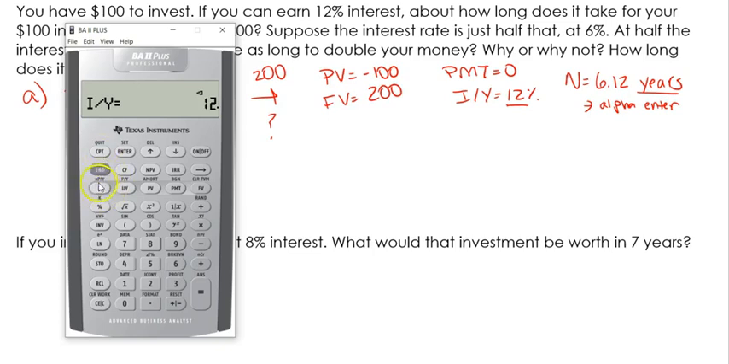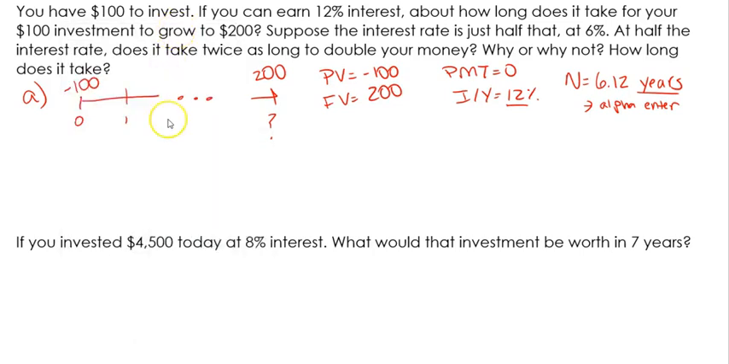Now I want to solve for N, which is time. So I'm going to compute N, and I got 6.12 years. Now if I wanted to see what I had put into any of these buttons, I could use the recall button. So if I push recall future value, it shows me what I put into that field. If I push recall I/Y, it tells me what I used as the compounding rate. So it's a nice little check that you can do.